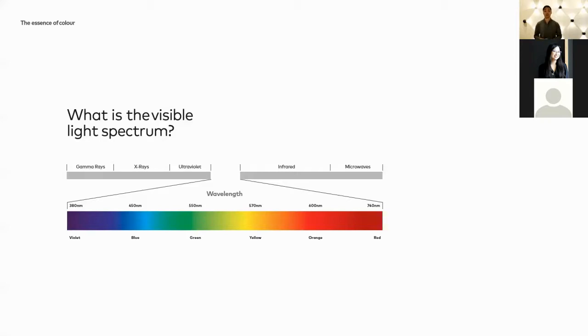So what is the visible light spectrum? It's the wavelengths between 380 to 740, consisting of 7 main colours, from violet all the way to deep red. And it's a small segment in the electromagnetic spectrum. Surrounding nearby neighbours are gamma rays, X-rays, ultraviolet, infrared, and microwaves.